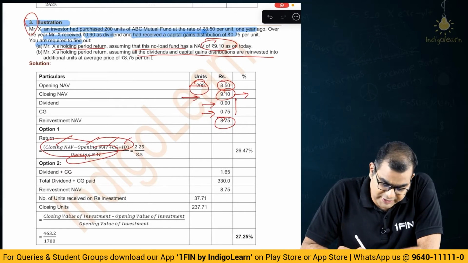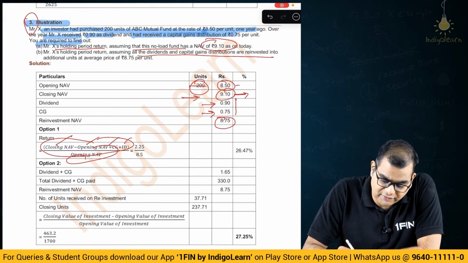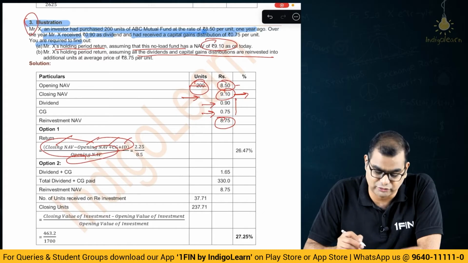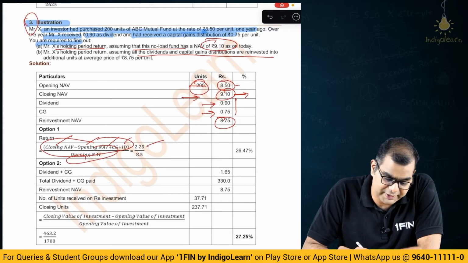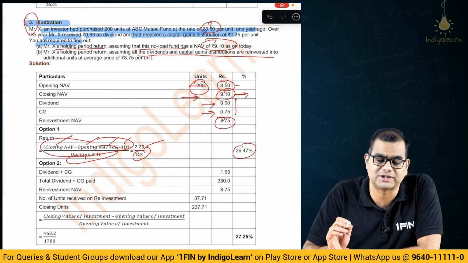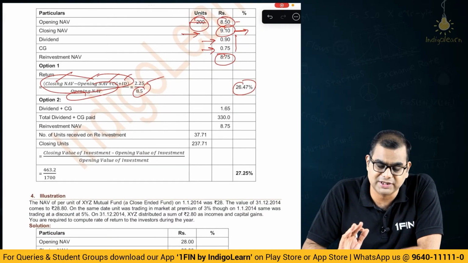Right. So you basically get the increase in net asset value, 9.1 minus 8.5, which is 60 paisa, and then you have 1 rupee 65 paisa, which is capital gain plus dividend. 165 plus 60 is 225. So 2.25 is the numerator, and opening NAV, the opening investment, was made at 8.5. So 2.25 by 8.5, you get a percentage of 26.47. It's a fairly simple thing. You just have to write stuff in an easy to understand format.